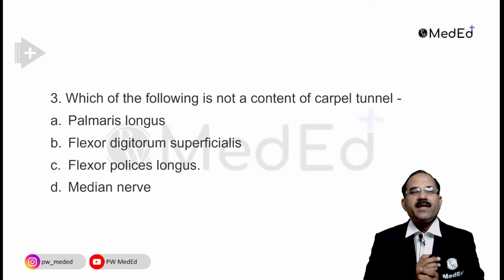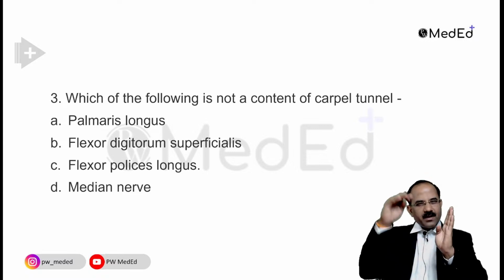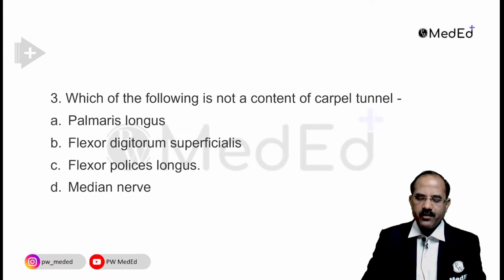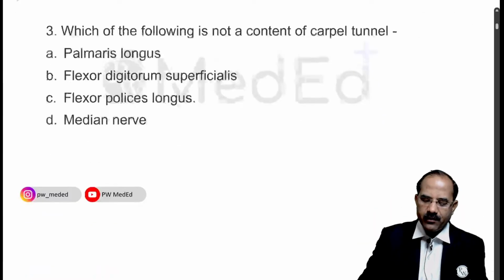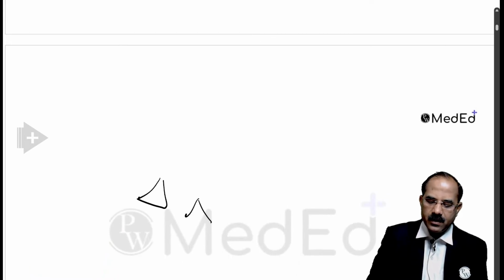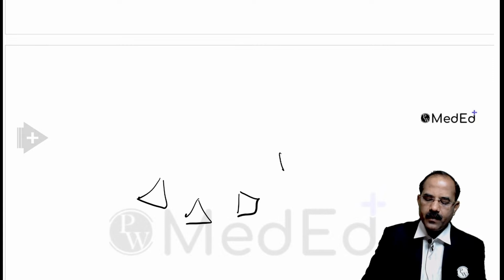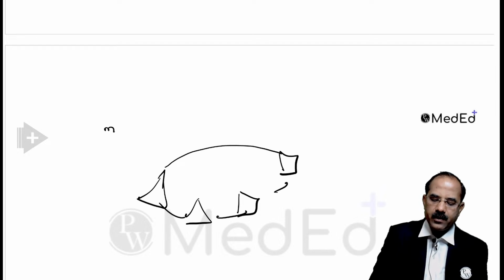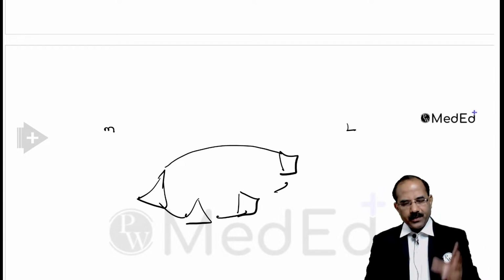Now what is this carpal tunnel? It's between the carpal bones and the flexor retinaculum. Correct? Let me draw the slide for you, children. Look. These are the carpal bones here. And what is connecting the two ends of the carpal bones? That's the flexor retinaculum.